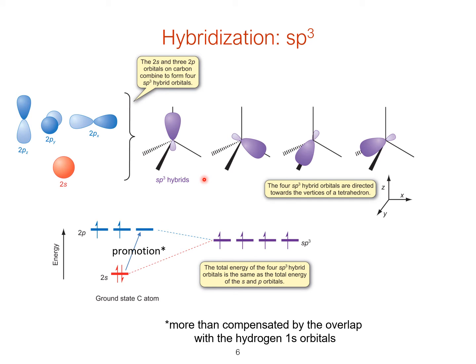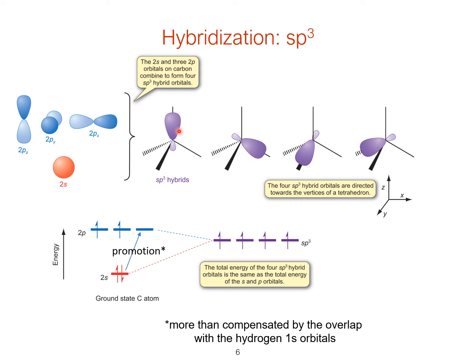And this happens by an electron from the 2s going up to the empty 2p orbital, and then all of these hybridizing to become 4 exactly the same energy, what we call degenerate orbitals. And the energy of these orbitals is the same as the total energy of the s and the p, so sort of like a weighted average.